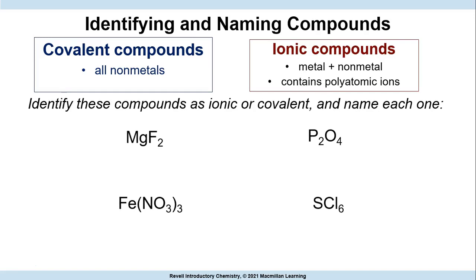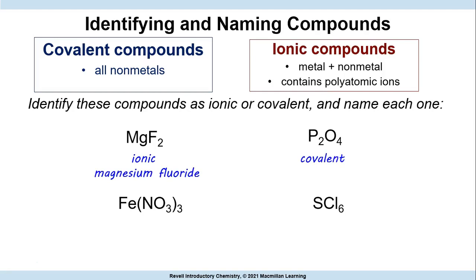For example, identify these compounds as ionic or covalent and name each one. Let's look at them. MgF2. So you can pause the video here and first of all identify if these compounds are ionic or covalent. Then the next thing, you name them, because we have seen how to name ionic compounds and how to name covalent compounds. Now, the first one is ionic, that is magnesium fluoride.